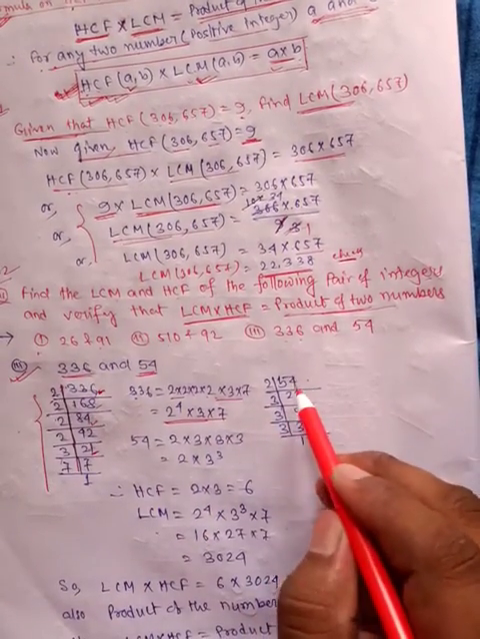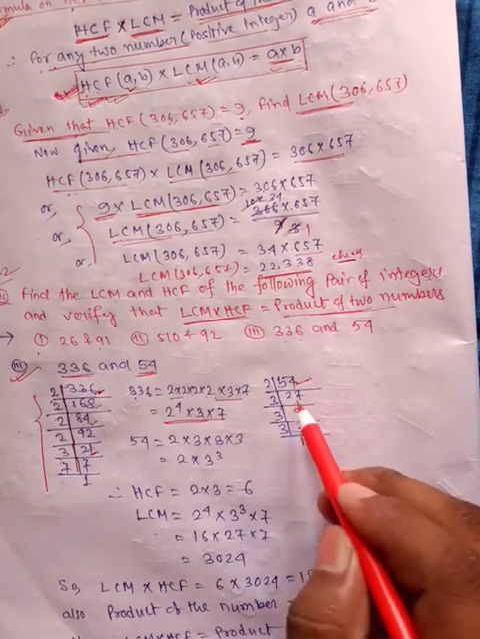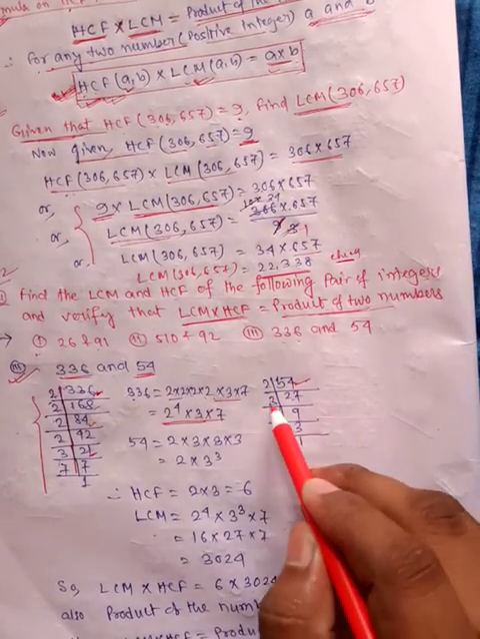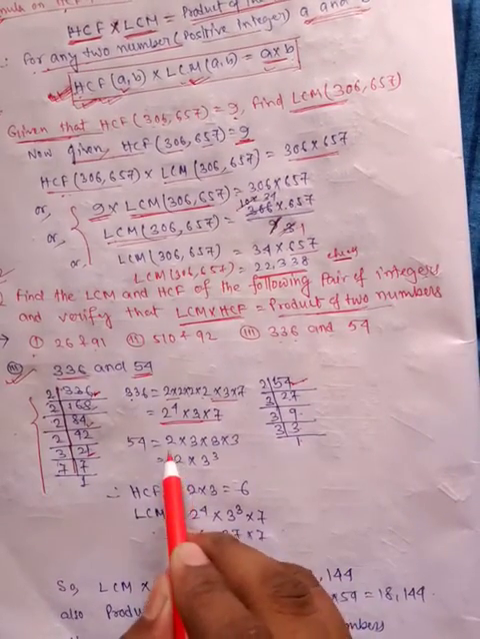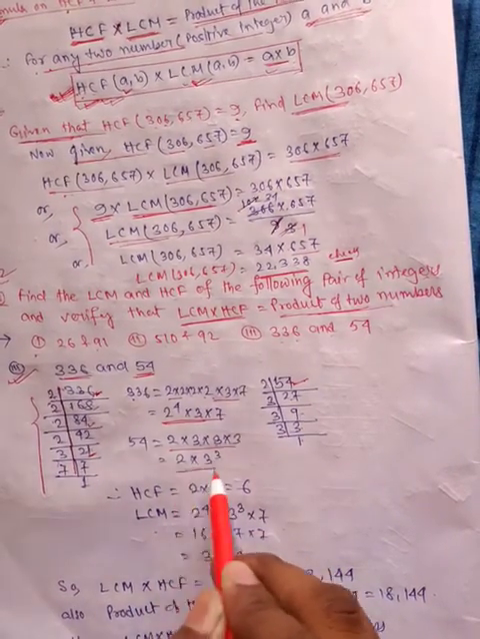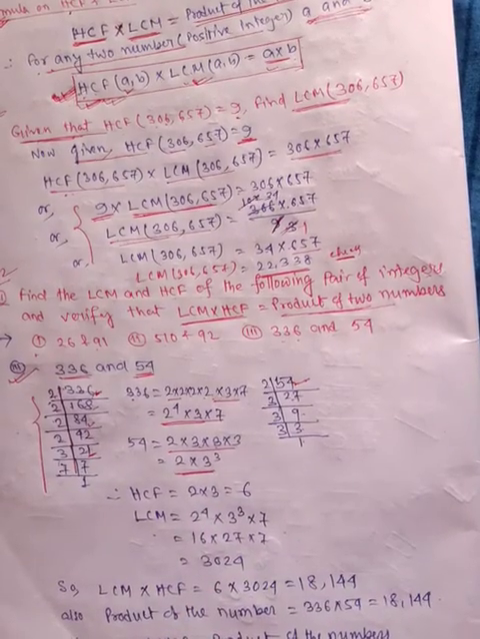Again, 54 equal to, this is even, so you can divide it by 2. 2 27s are 54. Again 3 9s, 3 3s and 3 1s. So 54 equal to 2 into 3 into 3 into 3, that is 2 into 3 to the power 3.